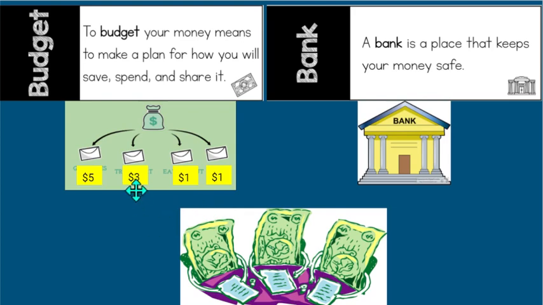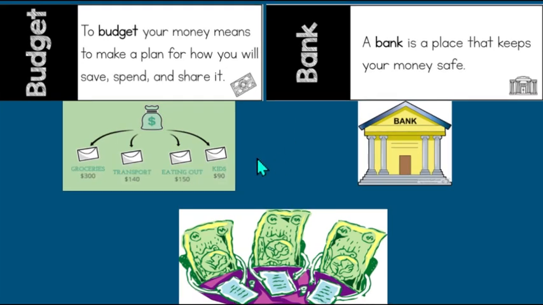Now, this $3 only looks like a small amount right now, but if you keep putting $3 in your savings each month, in 3 months, you're going to have $9. And in a year, you're going to have $36. Now, if you put more than $3 in your savings, obviously you're going to have more money by the end of a year.